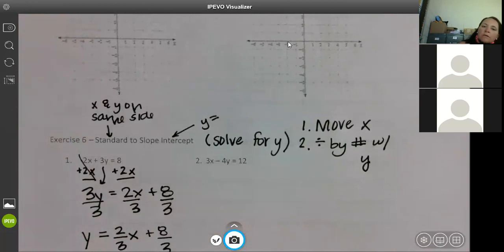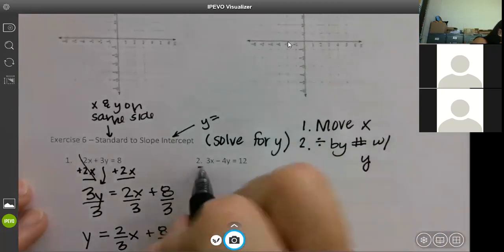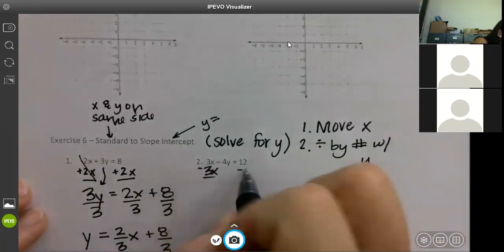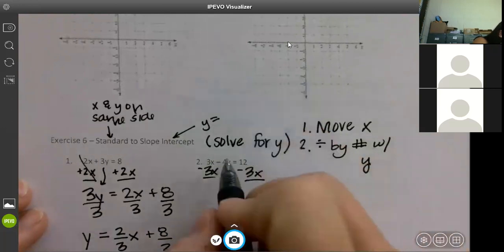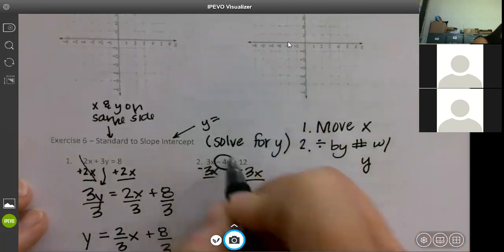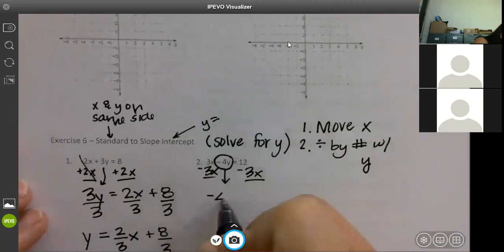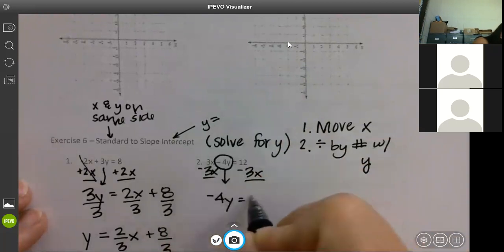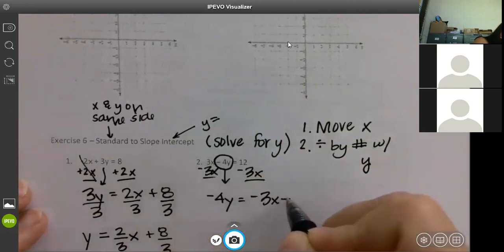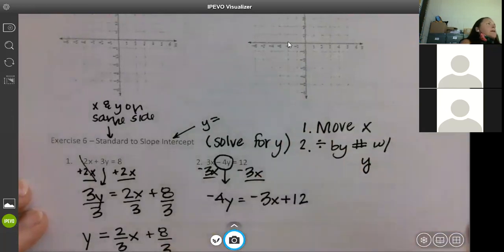Okay. Look at number 2. First thing we're going to do is move x. How do we move x? Subtract 3. This is where you guys messed up right here. Make sure you bring the negative 4y down. Write your x first. It was a negative 3x and a positive 12.